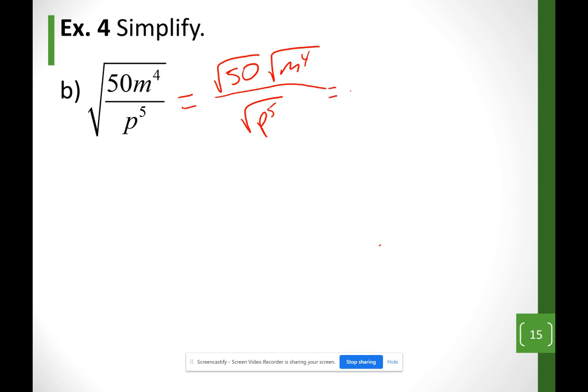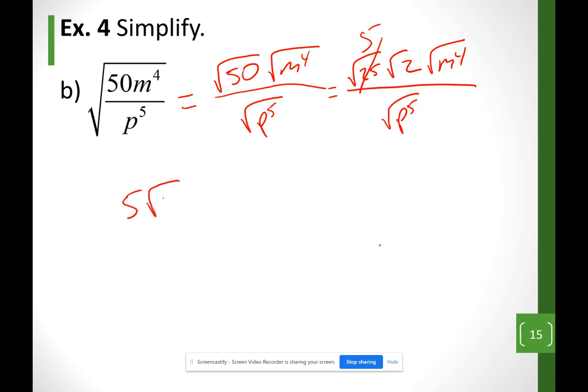All right, so let me simplify. Square root of 50, the number on the top, I'm going to break that as 25 times 2. I'm looking for a perfect square. Now, letter-wise, m to the 4th, I'm just going to leave it at that. Now, at the bottom, I'm just going to call that square root of p to the 5th. I know that's a 5. So numbers-wise, on the top, I have 5 square root of 2.